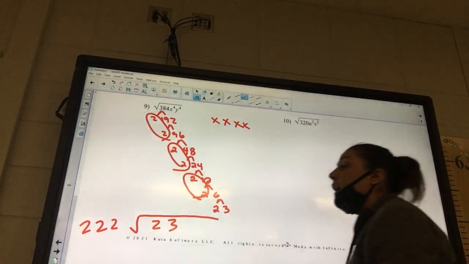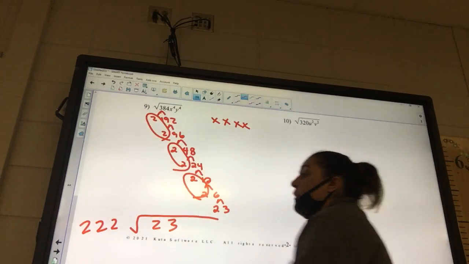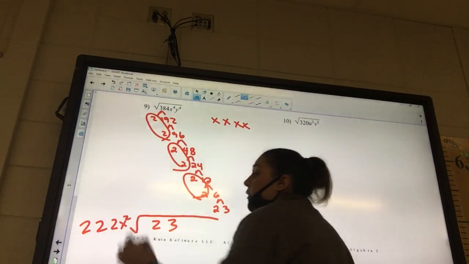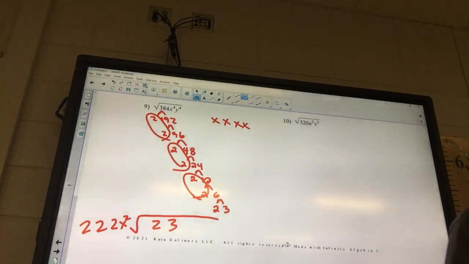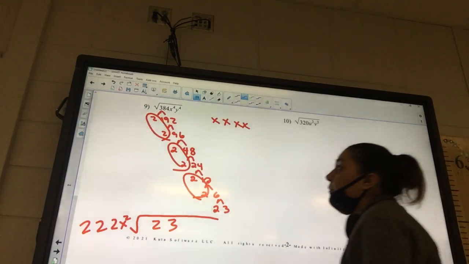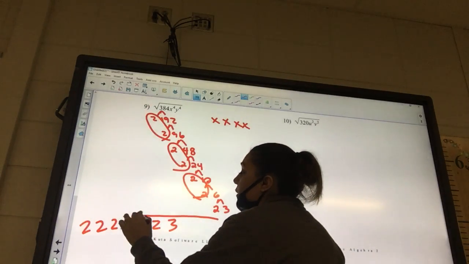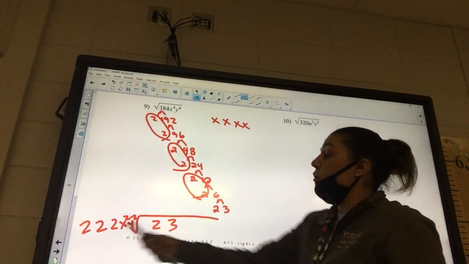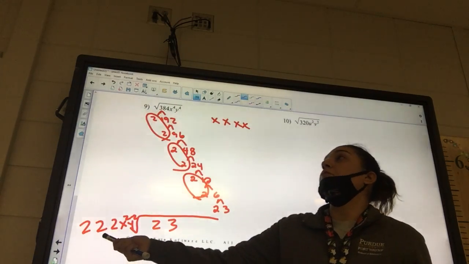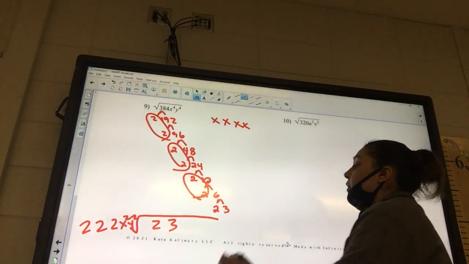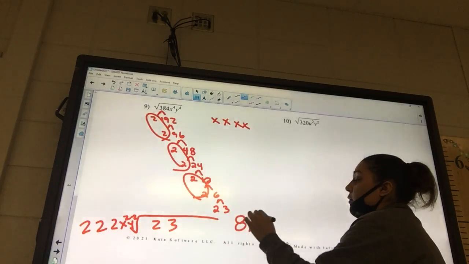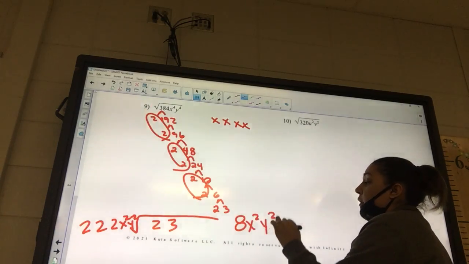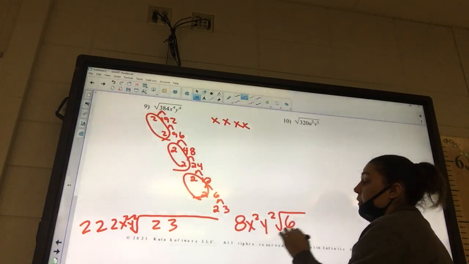2 of them. Okay, now this is where some of you guys get jacked up. It's gonna be X squared. Okay, we keep that same number. That little number lets us know how many of them. We don't write 2X. Okay, what about the Y's? How many can go on the outside? 2. You got Y squared. Okay, so 2 times 2 times 2, 8. So you're gonna have 8x squared, y squared, square root of 6.